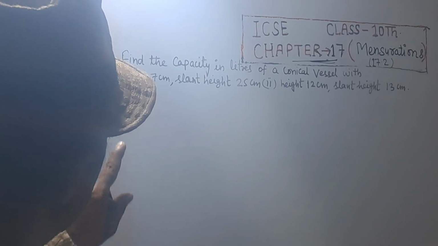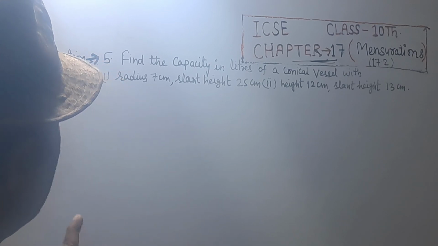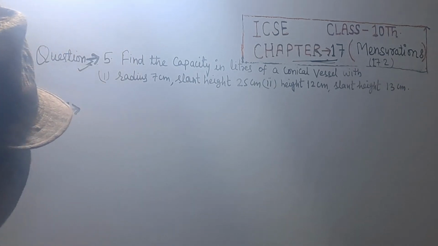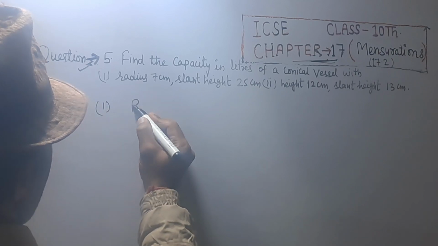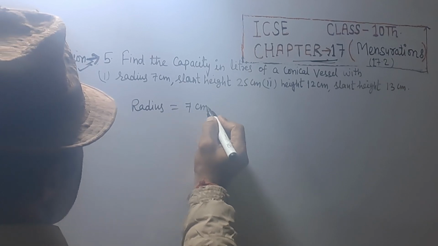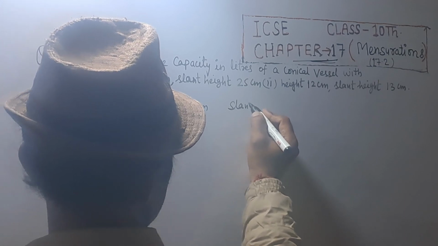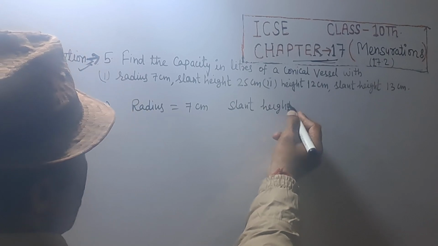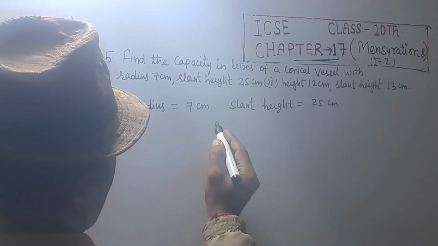Question number 5. Find the capacity in liters of a conical vessel with radius 7 cm and slant height 25 cm. Solution, first part. Radius is equal to 7 cm. Slant height is equal to 25 cm.